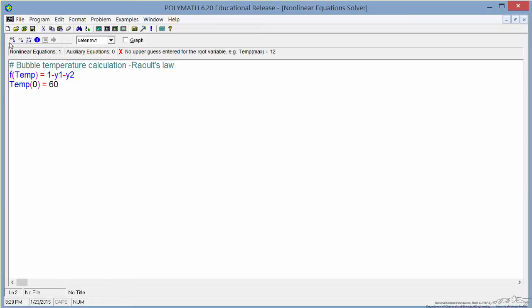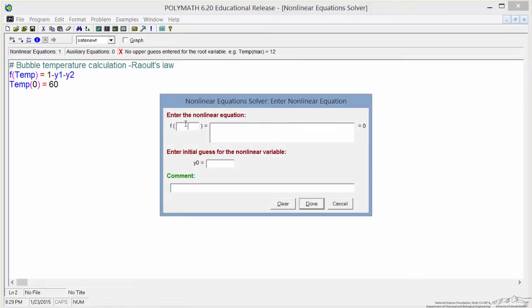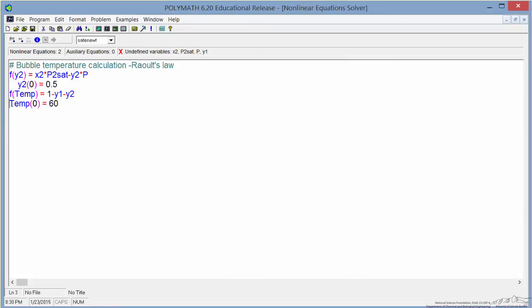So that inputs it. I want to put in a second equation, and let's pick one of the Raoult's law equations. So I'll say one of my other variables is y2, and the equation is x2 times the saturation pressure for component 2 minus the mole fraction in the gas phase multiplied by the pressure. Again, this is an equation that should equal 0 when we get the correct solution. I'm going to guess the mole fraction is equal to 0.5. It's useful to indent this to understand the relation. So I can go through and input the other equations the same way.